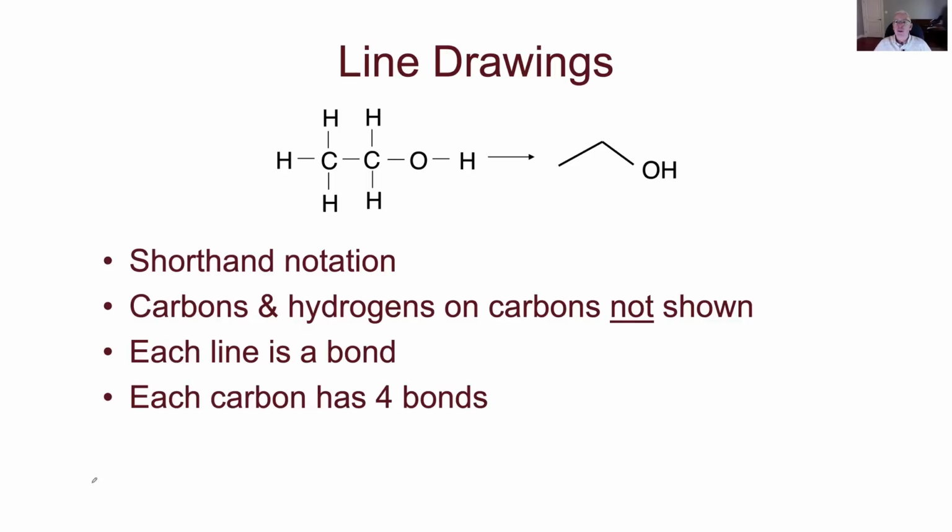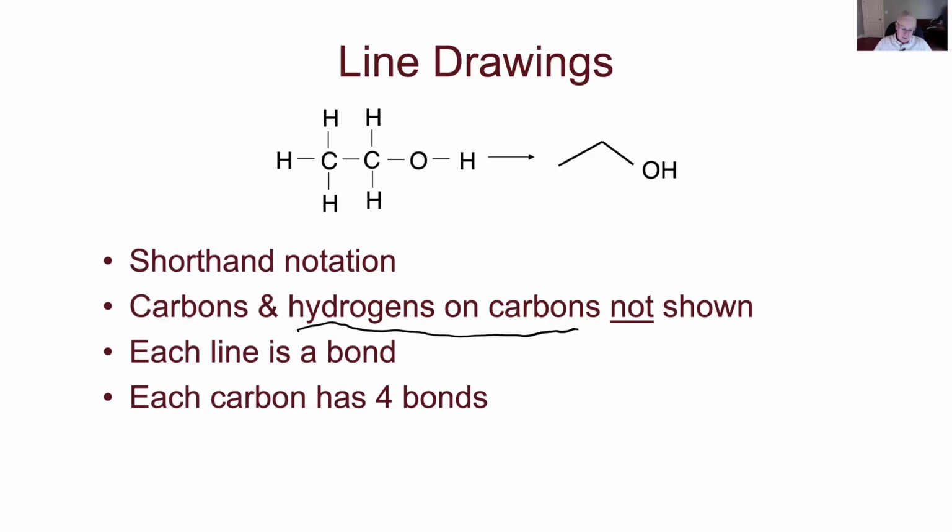So this is a shorthand notation, a way to make a nice visual representation that's not terribly cluttered and shows us something about what the molecule would look like. There are really just a couple of rules here. Number one is that carbon atoms and hydrogens that are attached to carbon atoms are not shown in the pictures. Again, let me emphasize that that says hydrogens that are attached to carbon atoms. Those are not shown in these line drawing pictures.